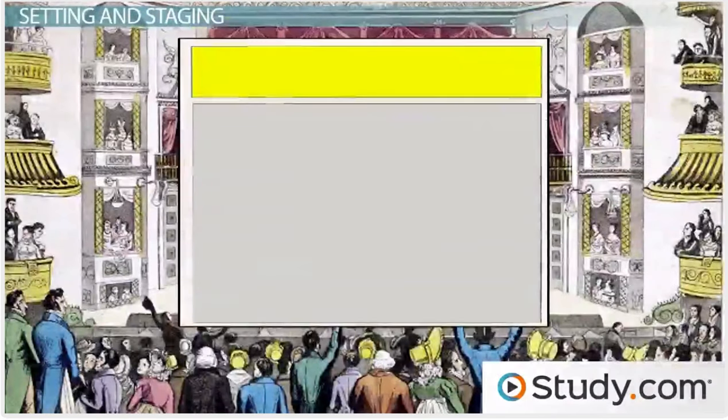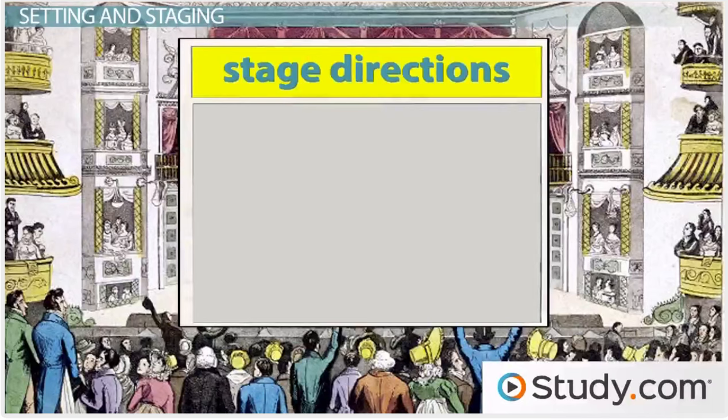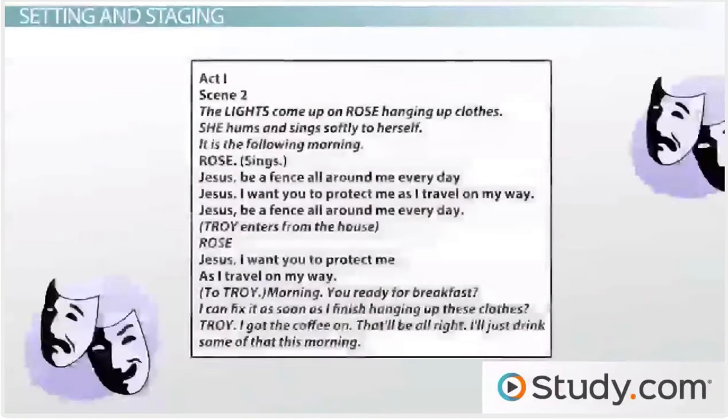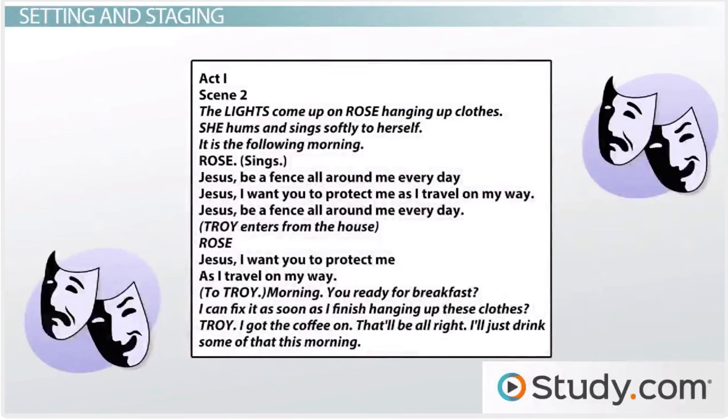In addition to the dialogue, a script will also include stage directions. These notes, which are often in italics or parentheses, help the actors interpret the scene for the audience. In this example, when Rose transitions from singing to speaking directly to Troy, the stage directions tell her to whom she is talking. The audience will only see her turn and direct her comment to Troy.